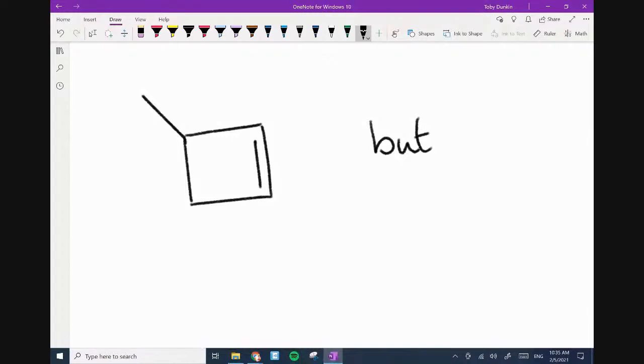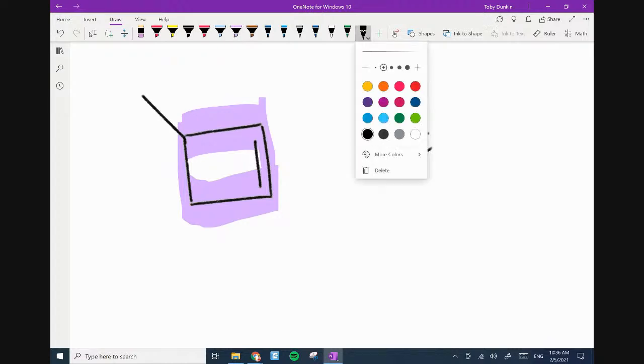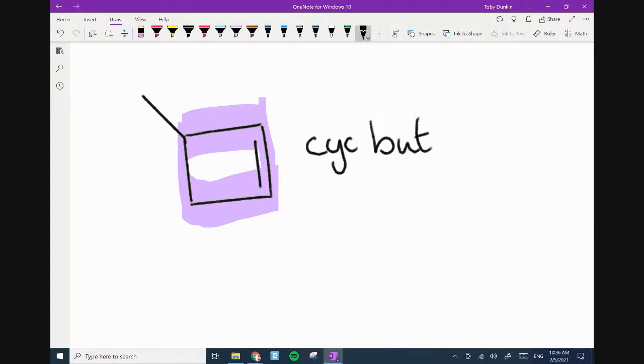So it's a but. What do we also need to put in front of that but? Here's your but. What do I need to put in front of it? Harry did it. It's a cyclo. It's in a circle. This is cyclobutene. So hang on, where's the E? Because we need now a number. So here's the question for you, Aisha. I'm going to number this now.